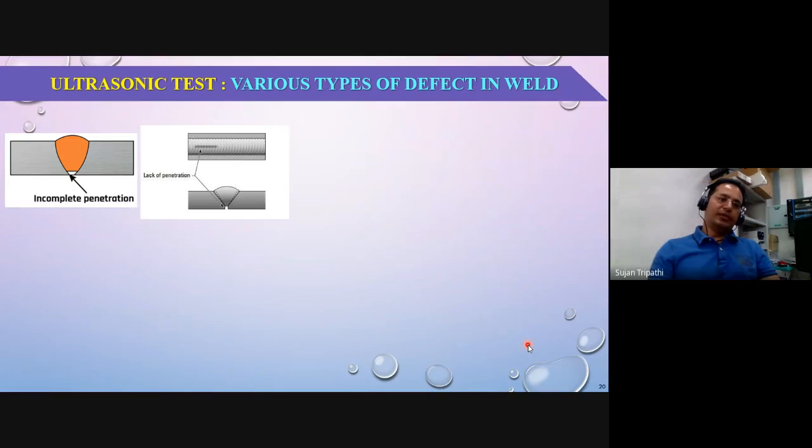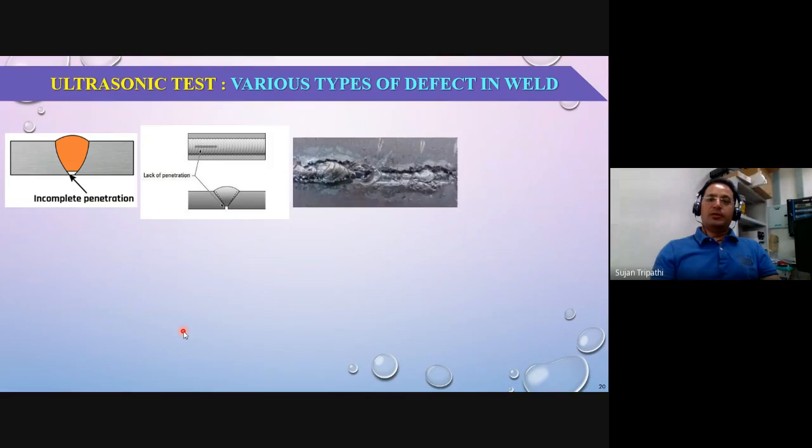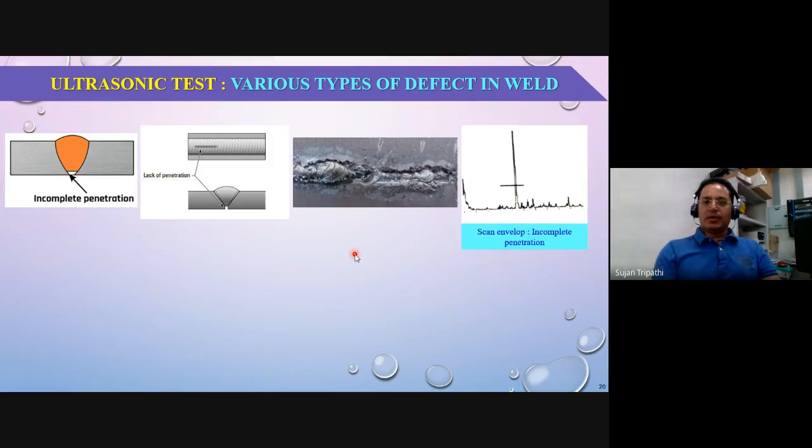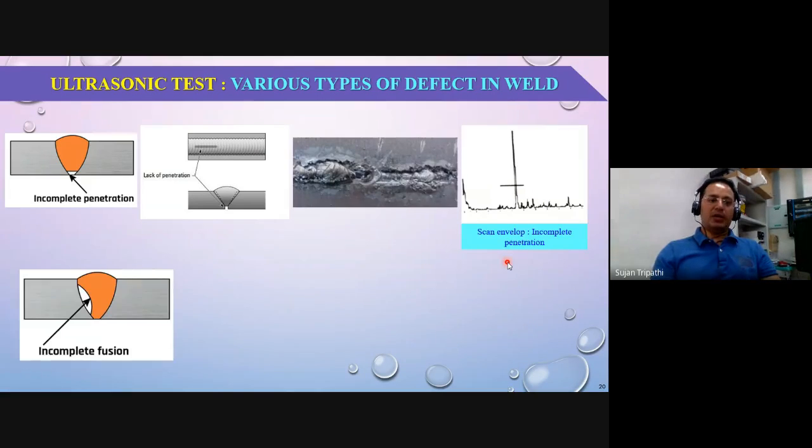Okay, next one. This is the incomplete penetration, I mean the lack of penetration. There is no welding material here, right? This is the weaker portion. It may cause damage in the structure. In the figure, you can see clearly what lack of penetration means. How do we detect it during the test? If the graph is shown like this, then we can say this is incomplete penetration. And similarly, how do we determine incomplete fusion?